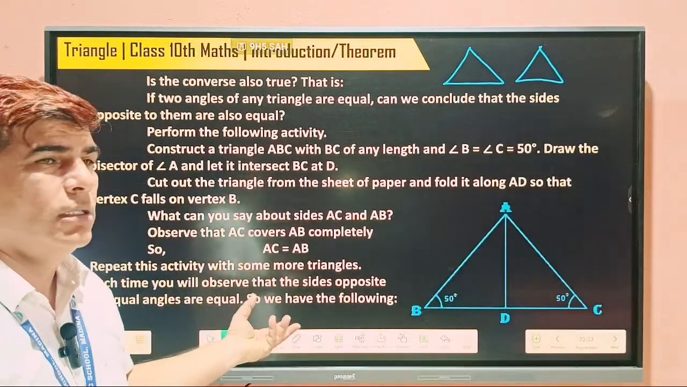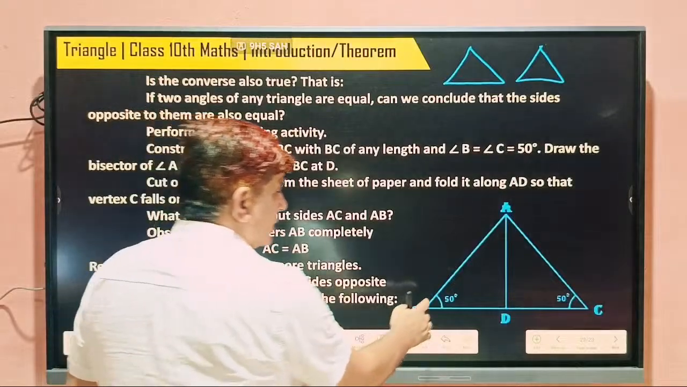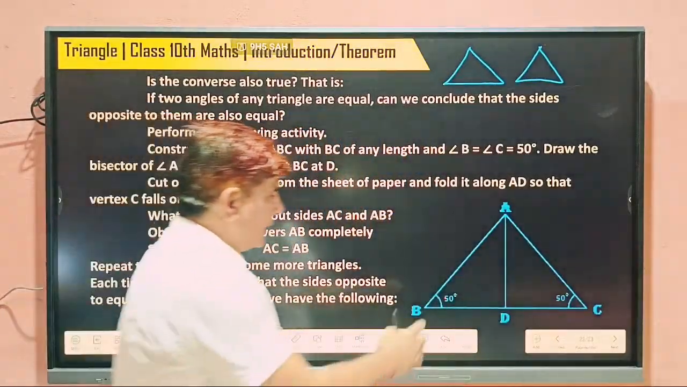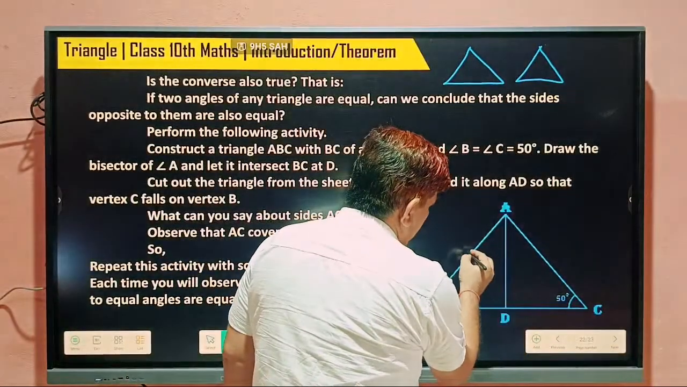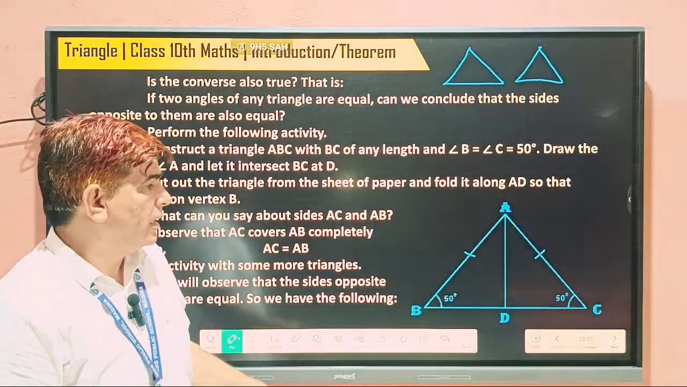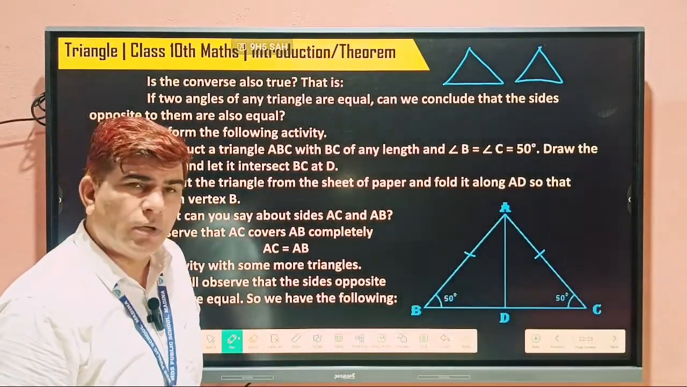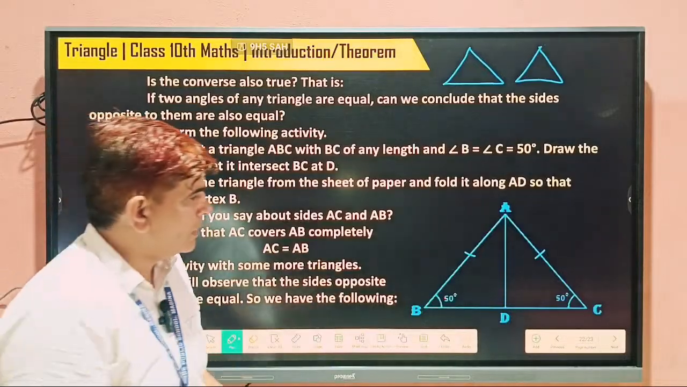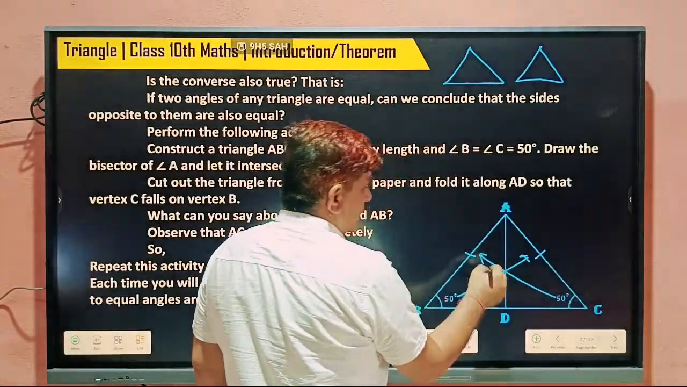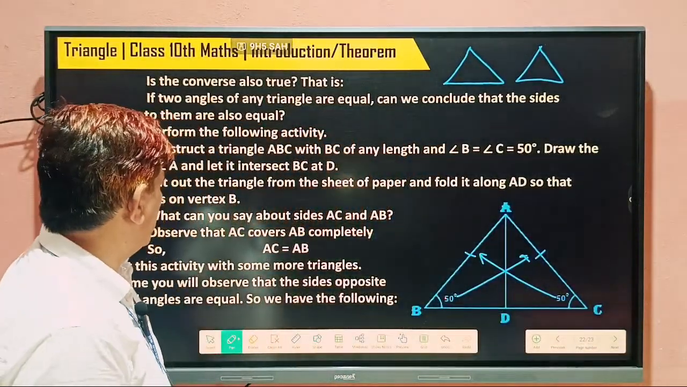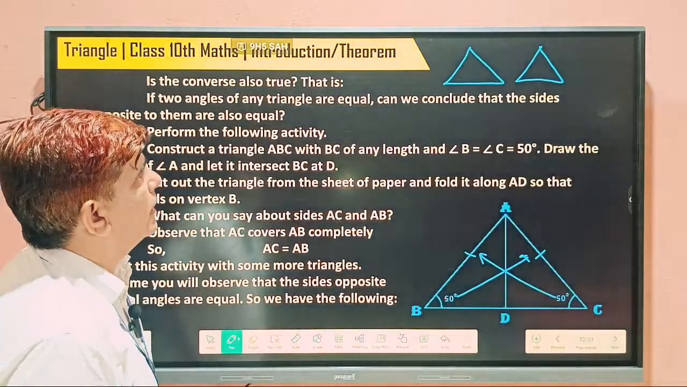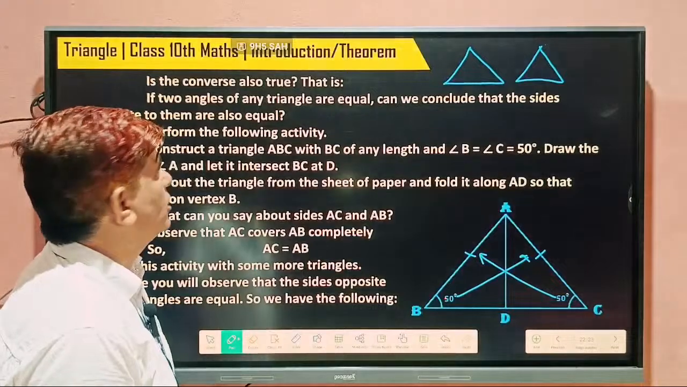What is its converse? The converse is this: if these angles are equal in any triangle, then these sides are also equal. If angles are equal, then the opposite sides are also equal. This angle means its opposite side is this. So if two angles of a triangle are equal, can we conclude that the sides opposite to them are also equal?